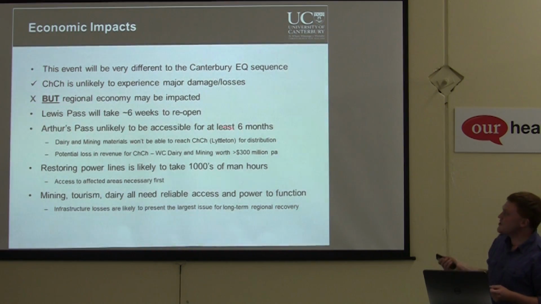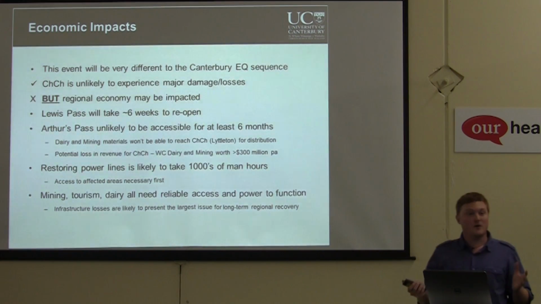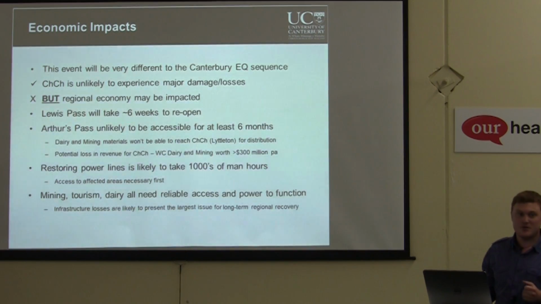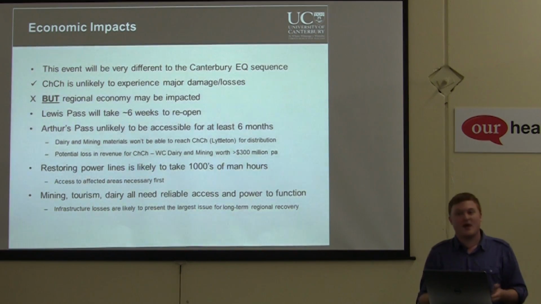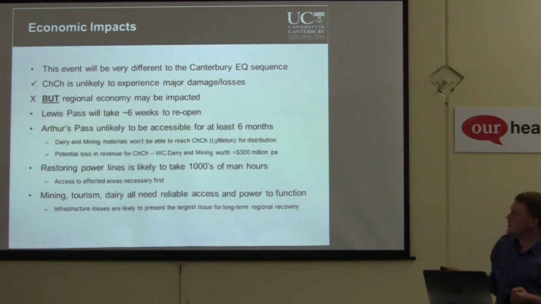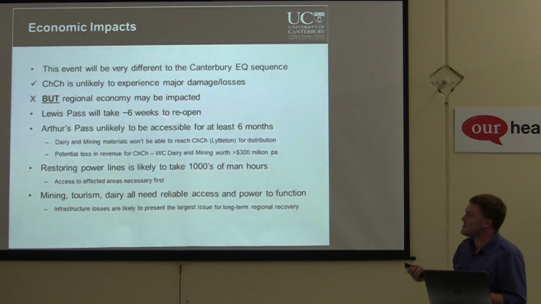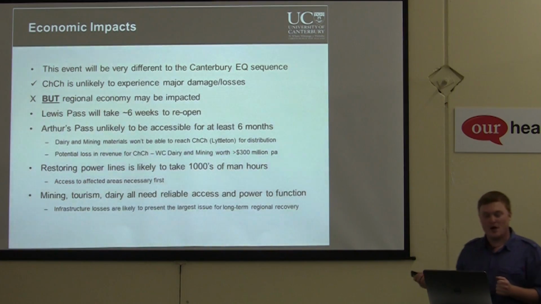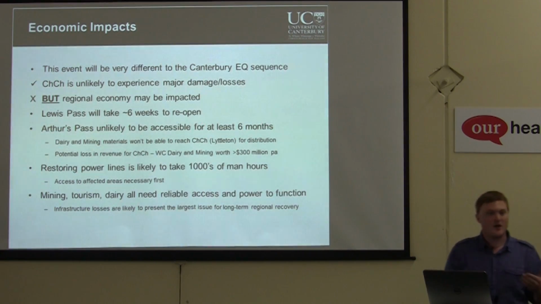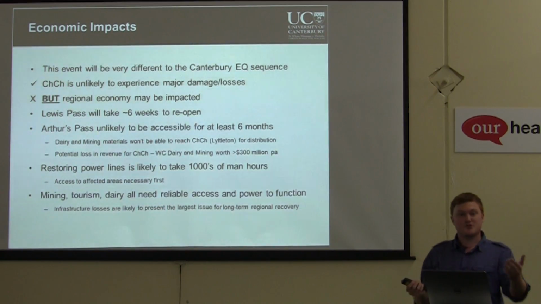But our regional economy, which performed so well after the Canterbury earthquake sequences, that may be quite exposed to an event like this, due to the fact that we have such wide infrastructure losses in the Alps. Lewis Pass, which is going to be absolutely critical for us gaining access east to west, may take up to 6 weeks to reopen in that region. Arthur's Pass may even be inaccessible for up to 6 months. And what this means in terms of getting dairy and mining goods from the coast where they're produced through to us here in Christchurch, where we distribute them and move them around.